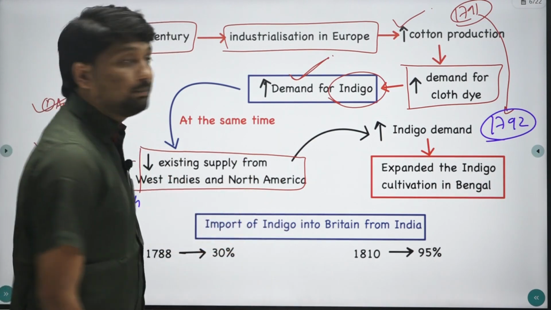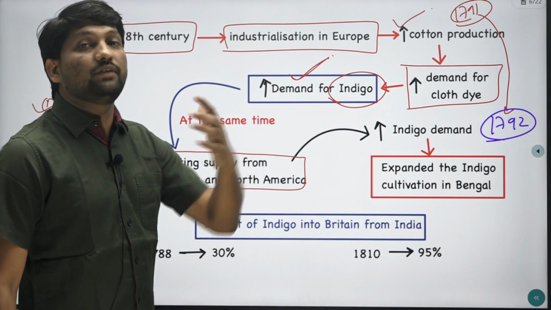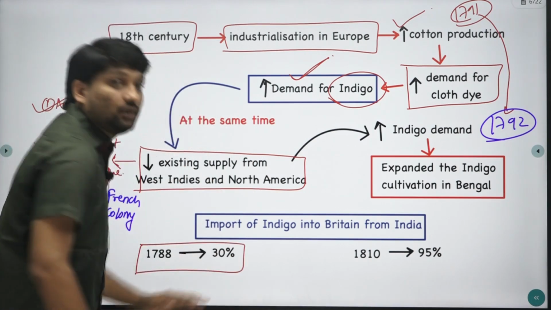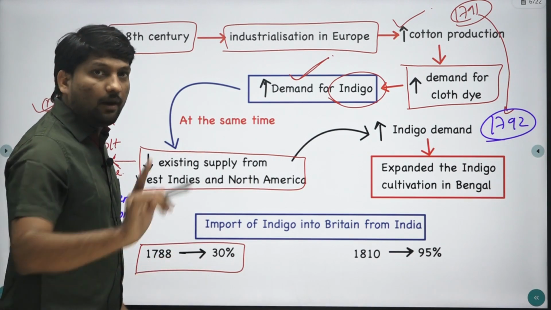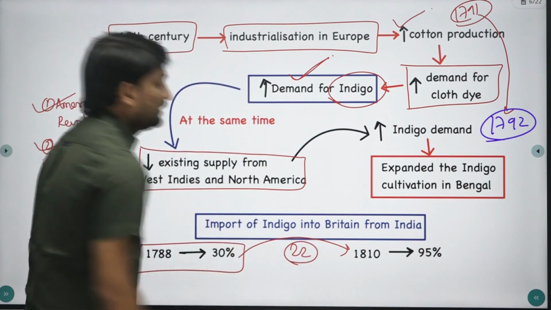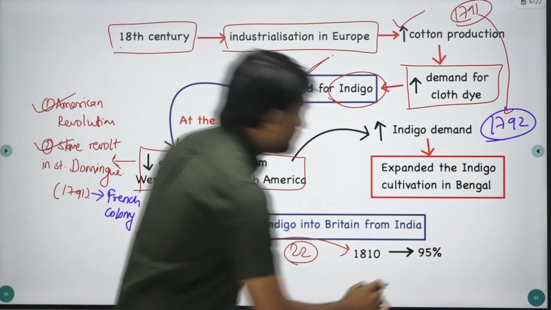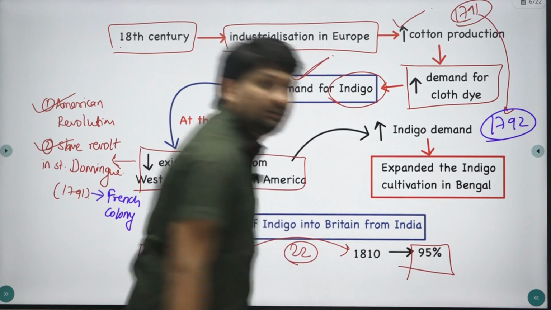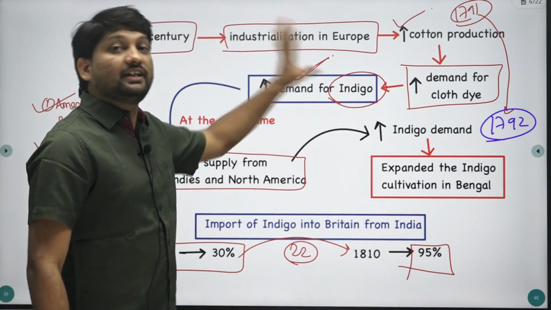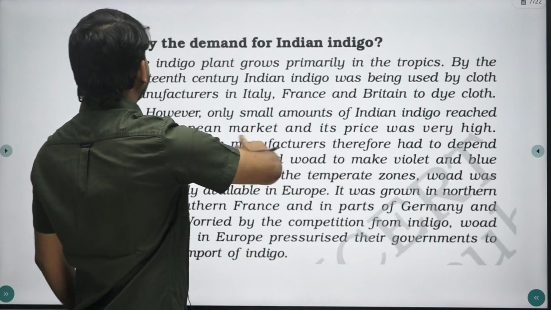If you consider the import of indigo into Britain from India at the end of the 18th century, in 1788 it was just 30%. But after 22 years, in 1810, it was almost 95%. So you can see the change because of the increasing demand for indigo.